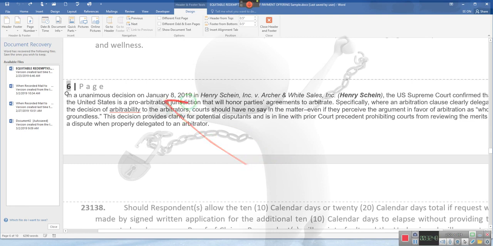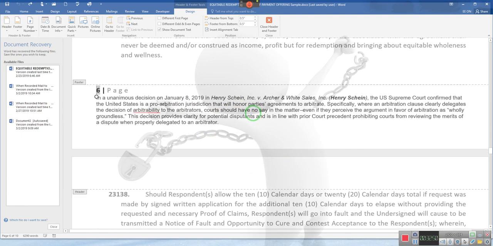In a unanimous decision on January 8th, 2019, in Henry Schein, Inc. versus Archer and White Sales, Inc., the United States Supreme Court confirmed that the United States is a pro-arbitration jurisdiction that will honor parties' agreements to arbitrate, specifically where an arbitration clause clearly designates the decision of arbitrability to the arbitrators. The courts should have no say in the matter, even if they perceive the argument in favor of arbitration is wholly groundless. Doesn't matter what the court thinks, is what the court said.